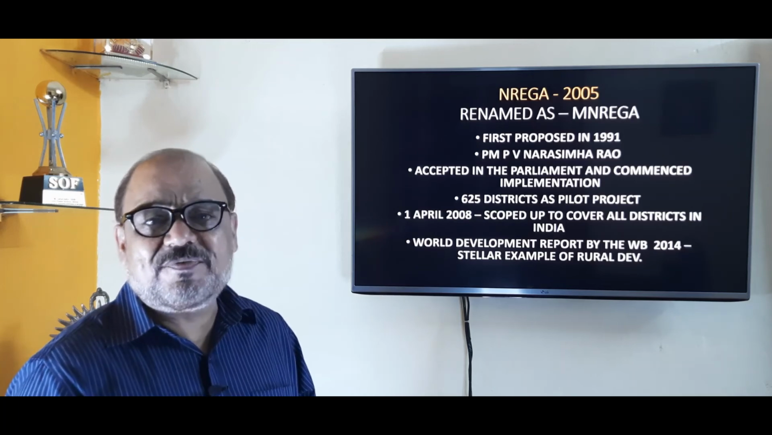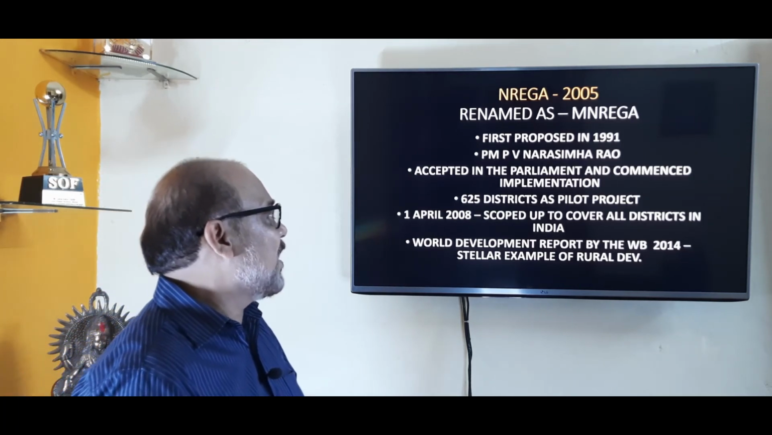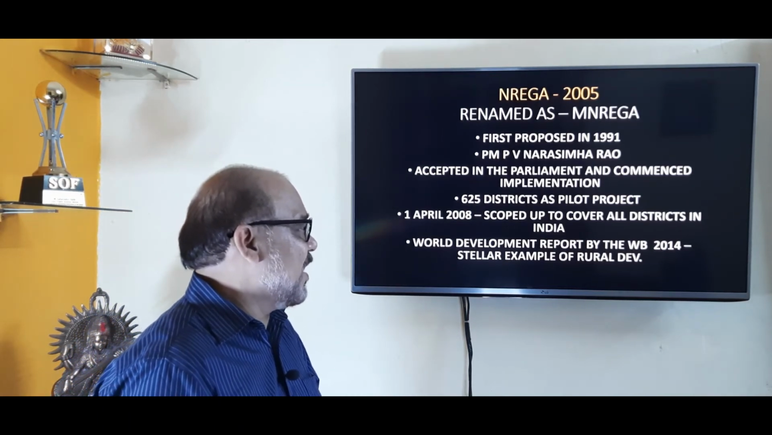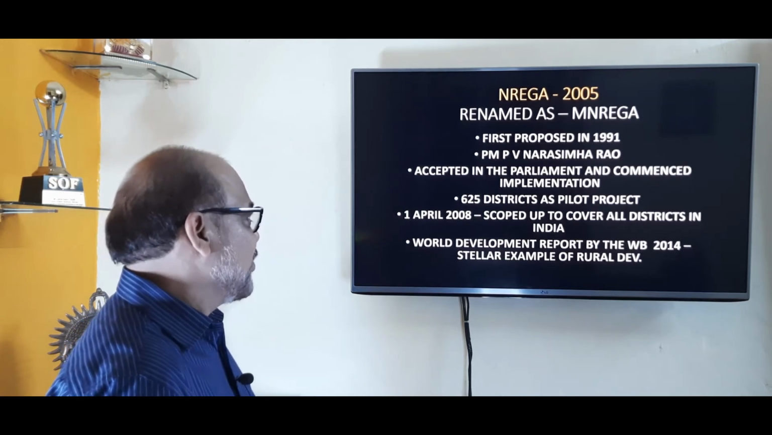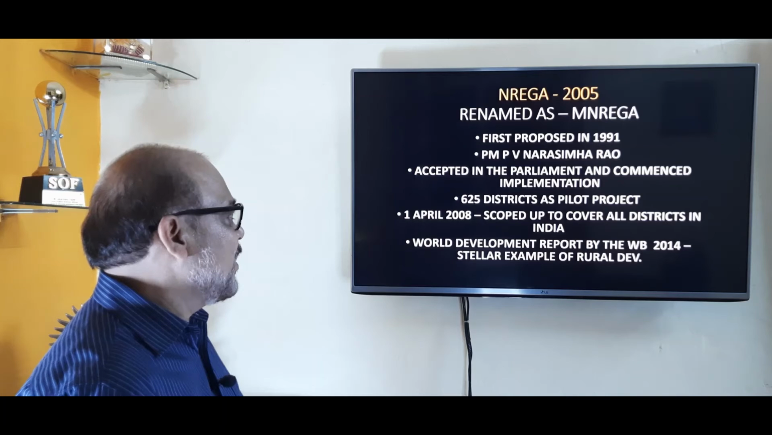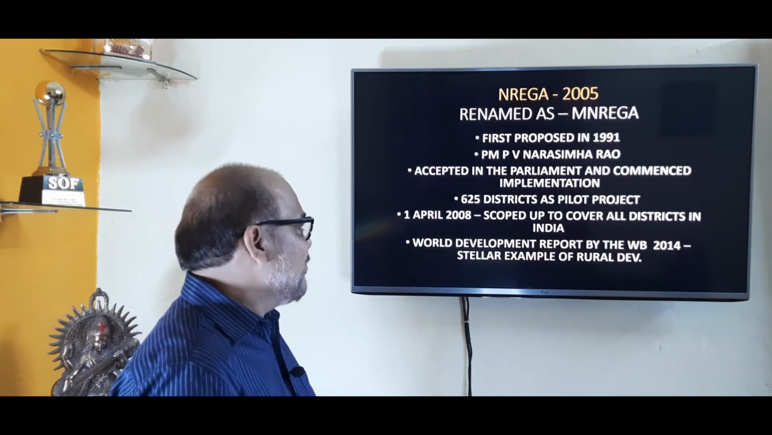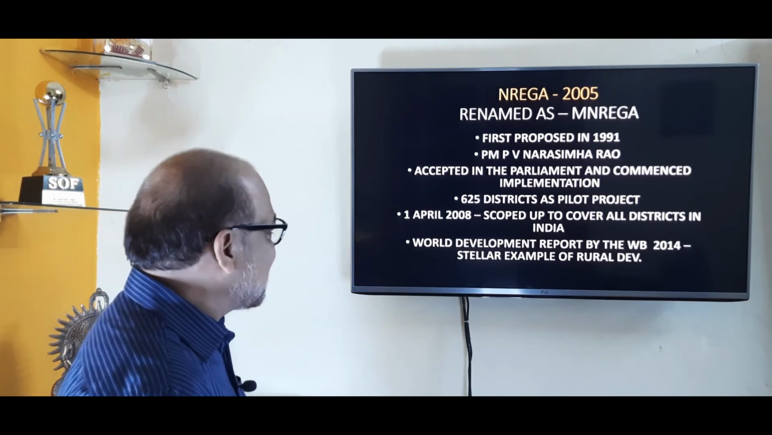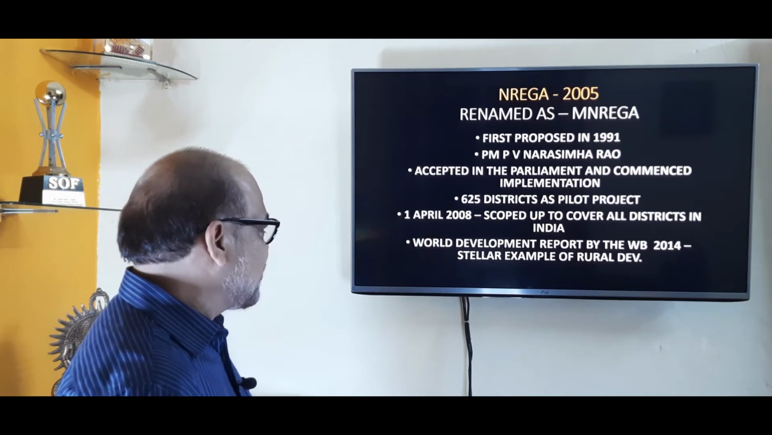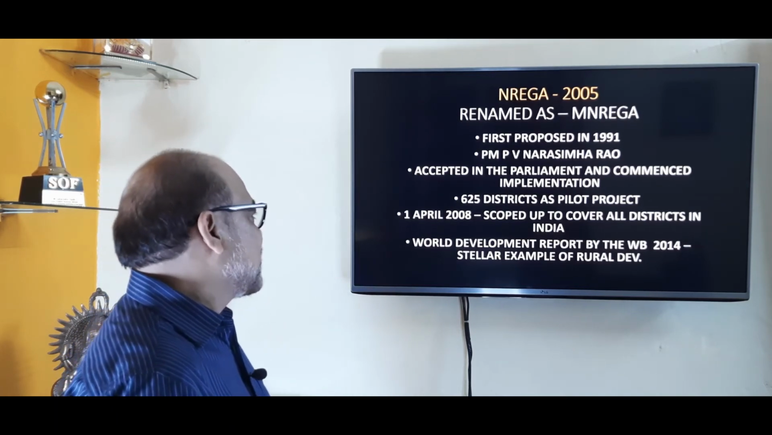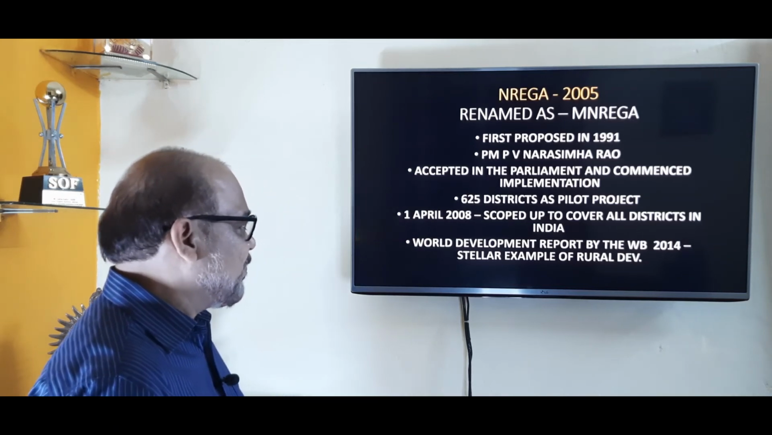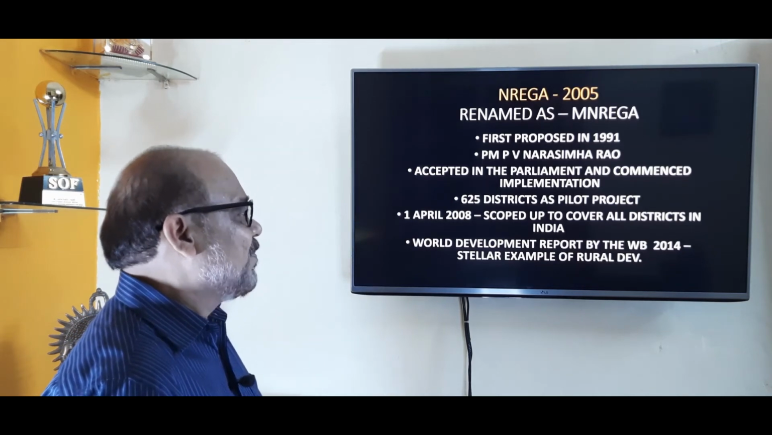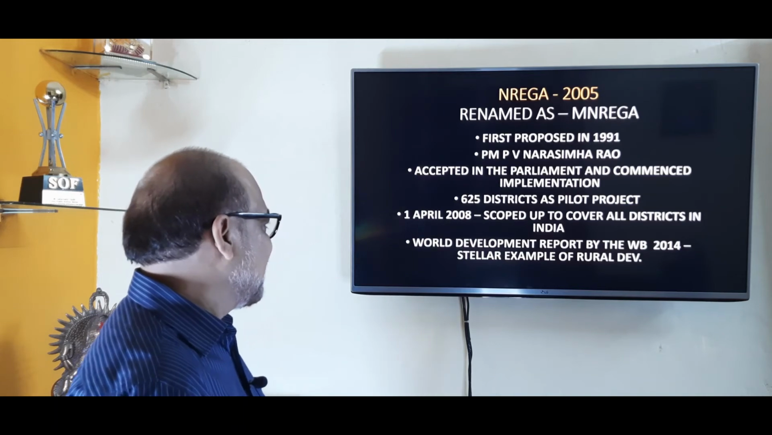NREGA 2005, National Rural Employment Guarantee Act 2005. It was renamed as MNREGA, Mahatma Gandhi National Rural Employment Guarantee Act. It was first proposed in 1991 by Prime Minister P.V. Narasimha Rao, Pamulapati Venkata Narasimha Rao. It was accepted in the Parliament and commenced implementation. 625 districts as pilot project. 1st April 2008, scoped up to cover all districts in India.